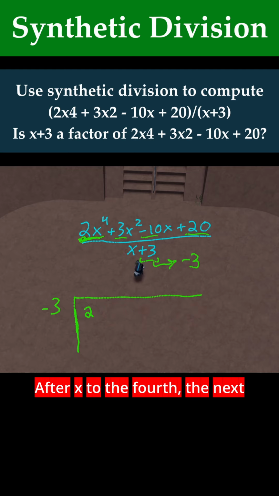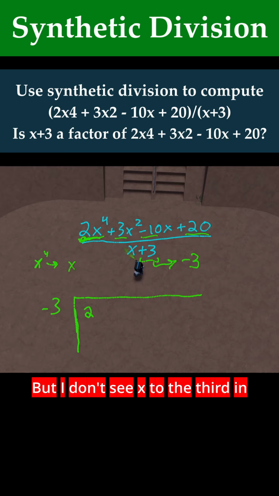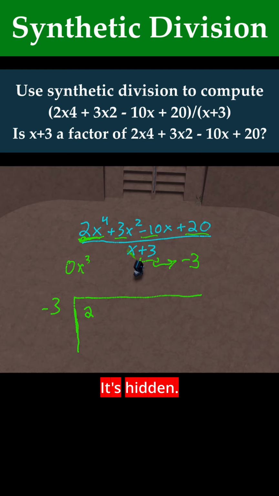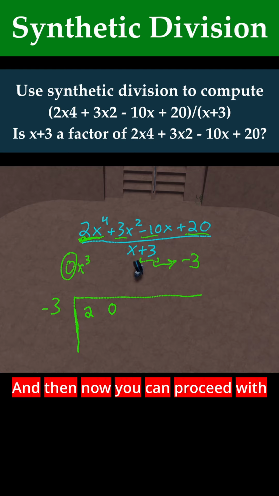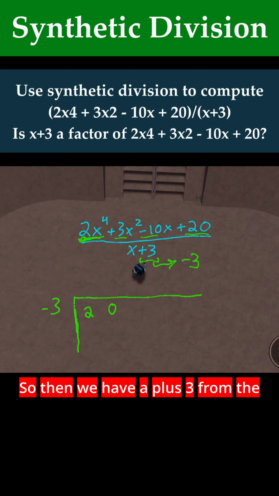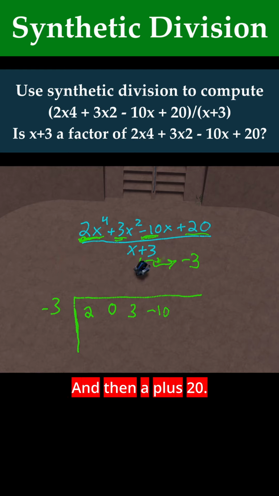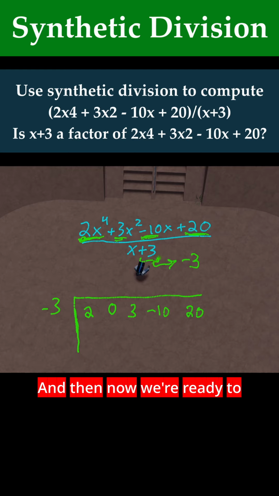After x to the fourth, the next term whose coefficient you need to put down is the coefficient on x to the third. But I don't see x to the third in this problem. So in reality, what's going on is that the coefficient on x to the third power is 0. It's hidden. Because of that, we need to put in a 0 for the x to the third coefficient. And then you can proceed with the rest of the problem. So then we have a plus 3 from the x squared, then a minus 10 from the x, and then a plus 20. Now we're ready to proceed with synthetic division.